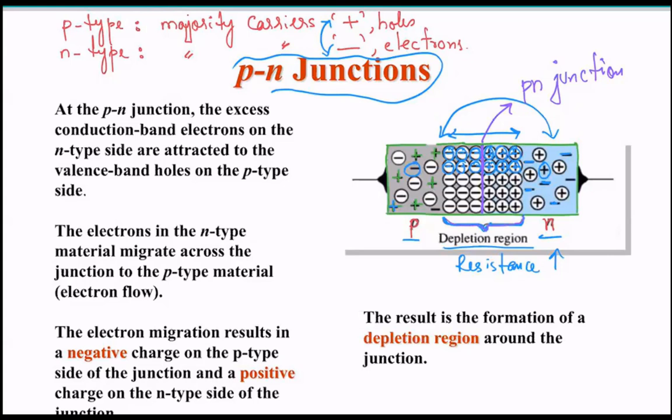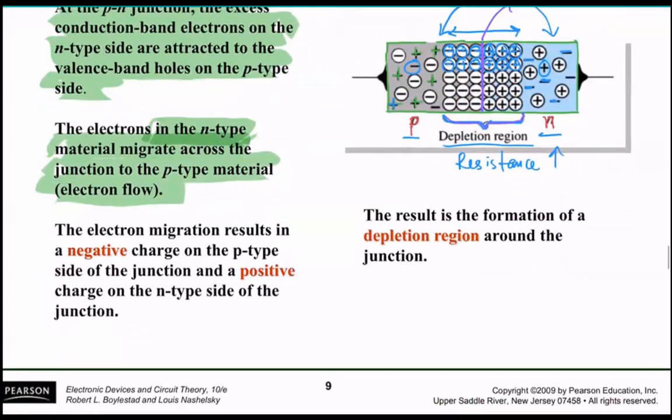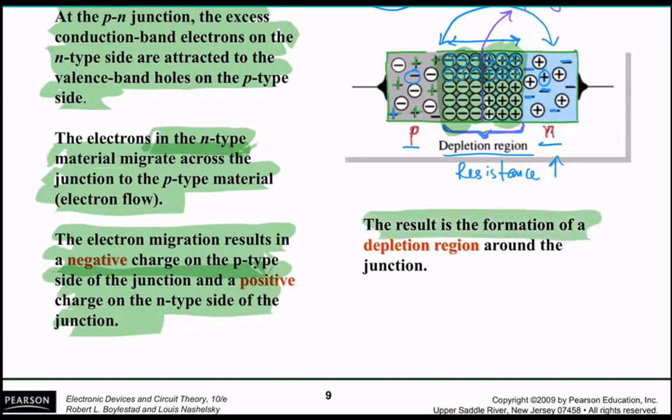So what have we learned here? At the PN junction, the excess conduction band electrons on the N-type side are attracted to the valence band holes on the P-type side. Understood? The electrons in the N-type material migrate across the junction to the P-type material. Perfect, we got that too. The electron migration results in a negative charge on the P-type material, which is this one right here, correct? And then a positive charge on the N-type side of the region, which is this right here. The result is the formation of a depletion region around the junction.